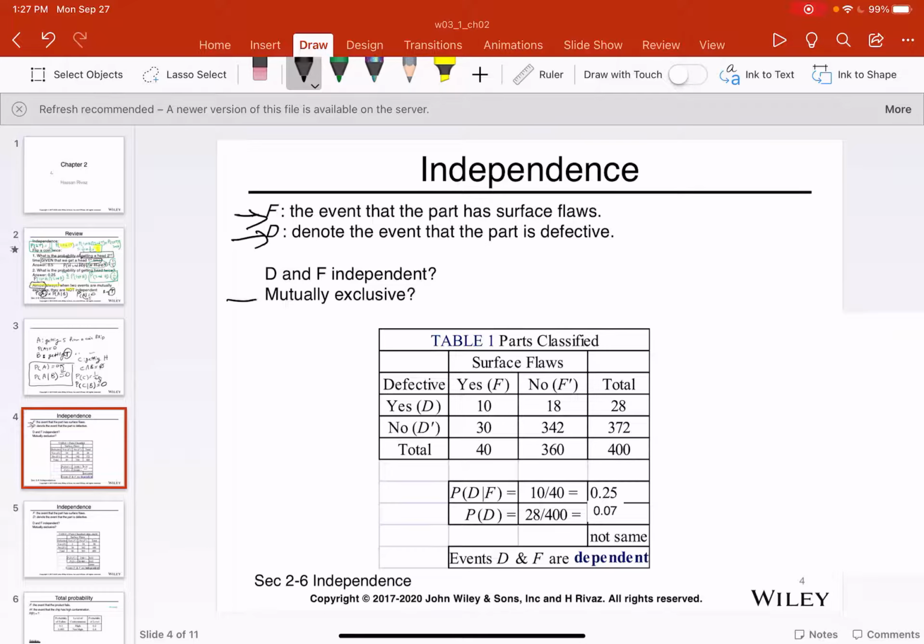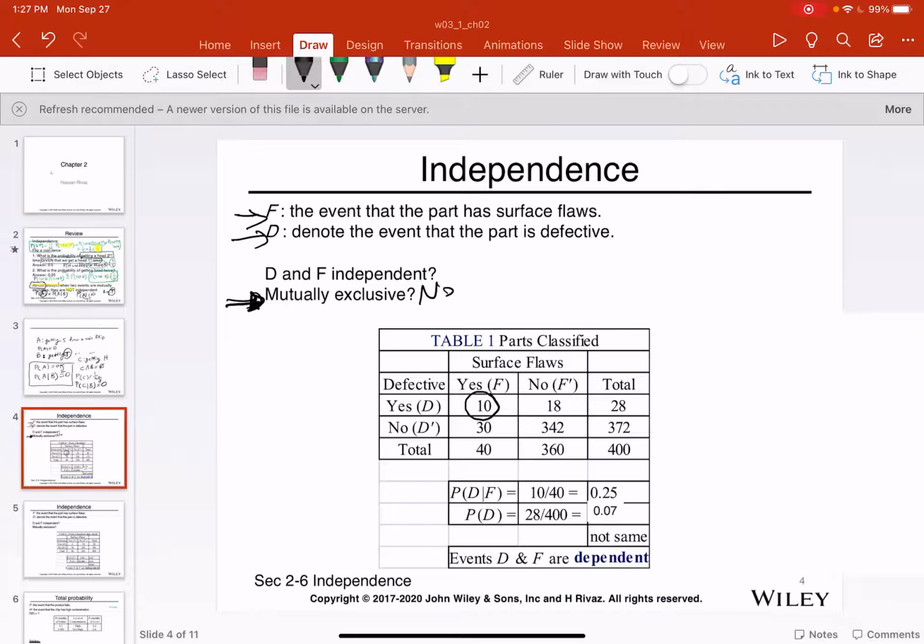So first, let's answer the second one. Mutual exclusiveness is almost always easier to assess. To find out if they are mutually exclusive, we just look at the intersection. Can they happen together, F and D? And they can happen together, right here, F and D. So the answer here is no, they're not mutually exclusive. For these 10 parts, they can happen together. So the second one, we answered it first because this is an easier one to answer. We just look at the intersection.